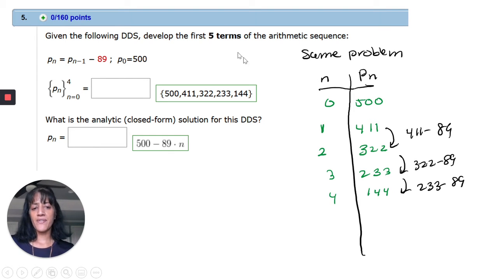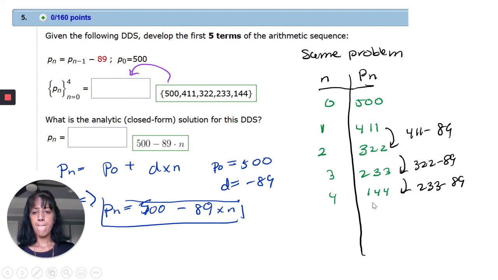And they wanted the first 5 terms. Here's the first 5 terms. You might confuse 5 and 4, but I have 5 terms because 0 counts as 1 term. So that's what goes there in this kind of format: 500, 411, 322, 223, and 144.